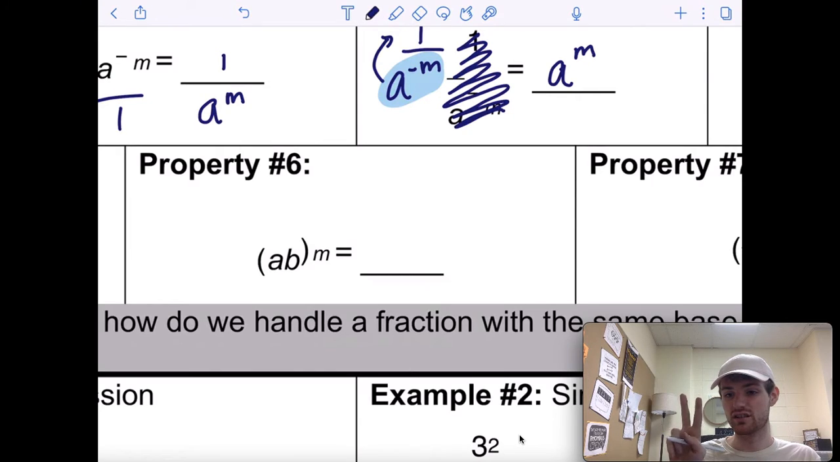If there's two things being multiplied, all of that is being taken to a power, taken to an exponent. We distribute that exponent to each of the bases.